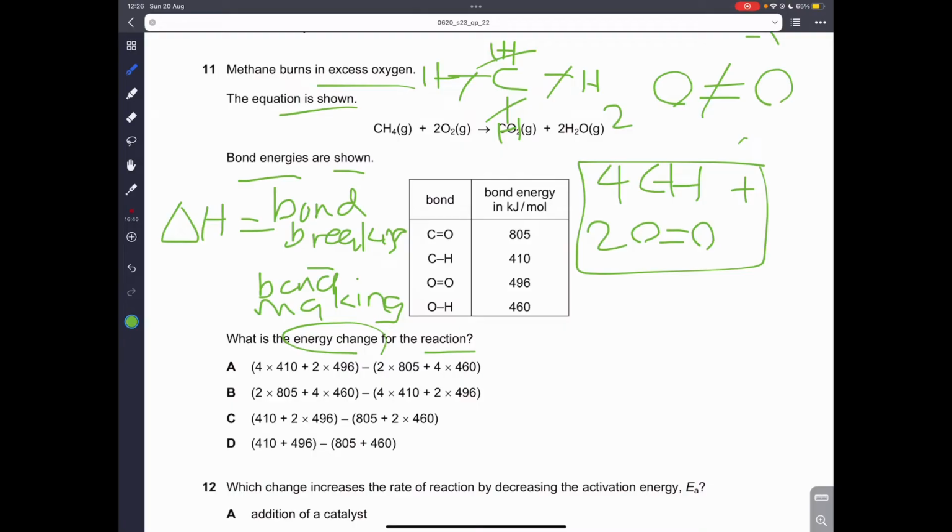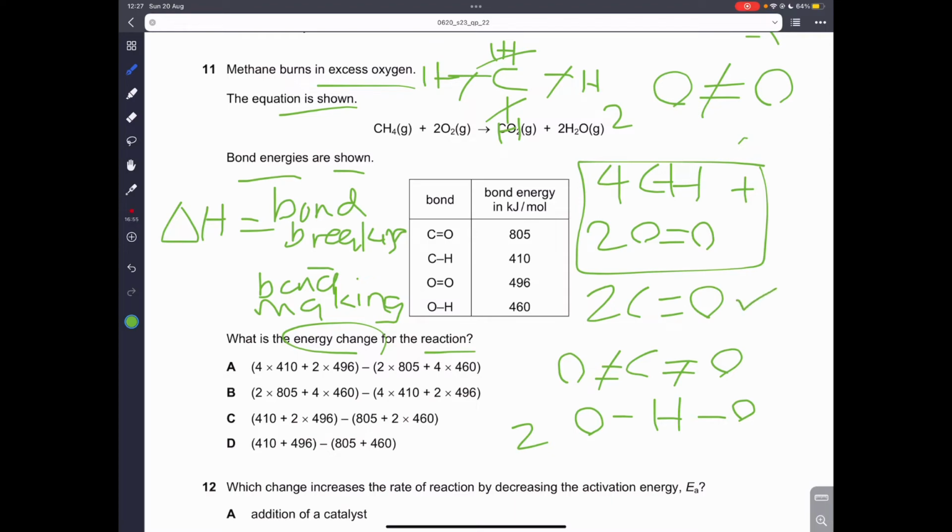That's the bond breaking energy, and then the bond making energy is for CO2 and H2O. So there are going to be 2 C=O bonds that are going to be made, and 4 O-H bonds that are going to be made. The bond energy is going to be released. So to recap, the C-H and O=O bonds are going to be broken down, and the 4 O-H bonds and the C=O bonds are going to get produced.